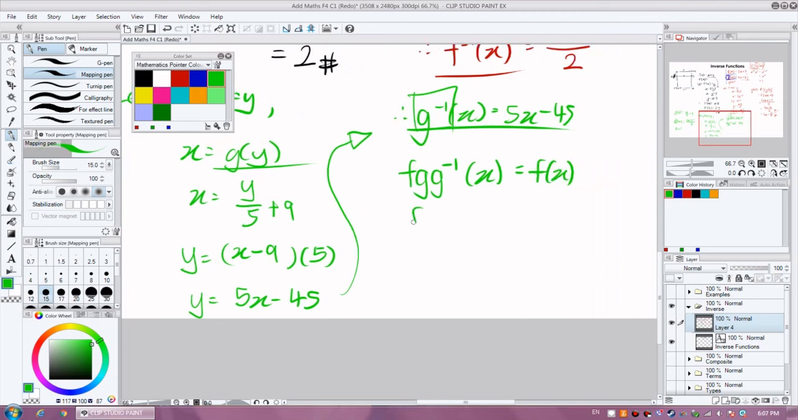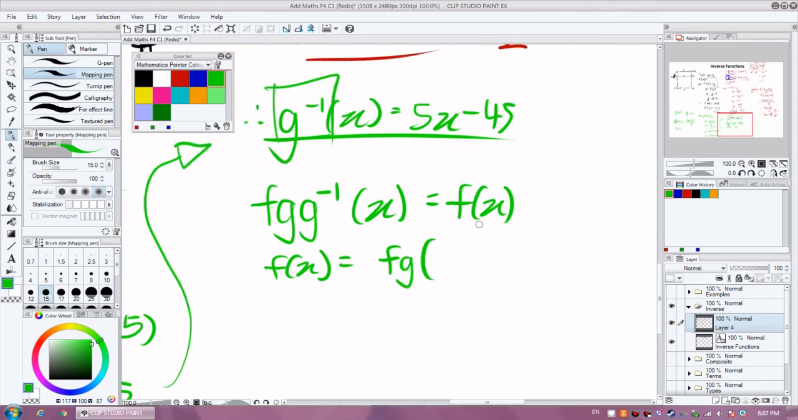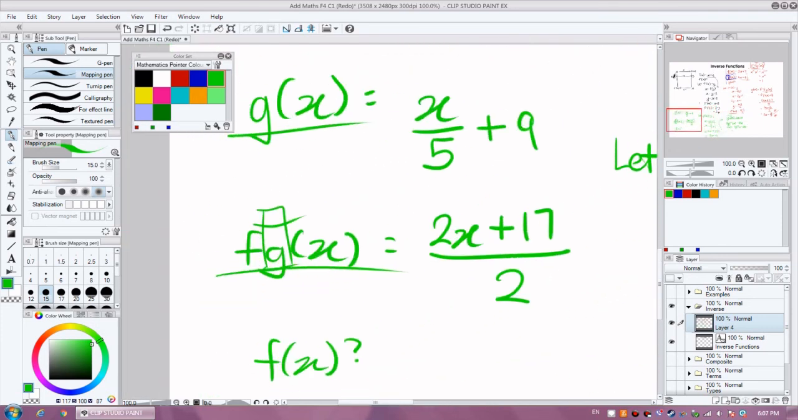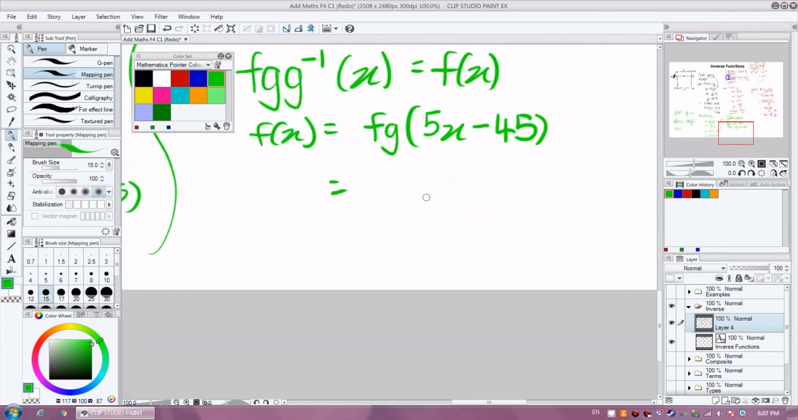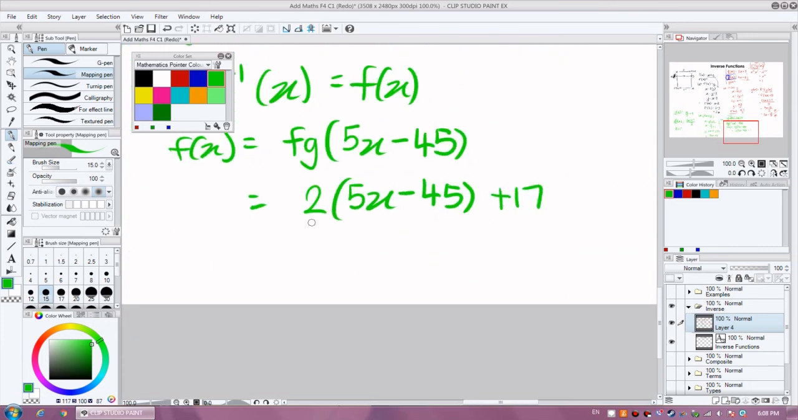Let me just write them over. f(x) would be fg with g⁻¹ substituted in, the inverse function for g, which is 5x minus 45. And now you know fg as well: fg is (2x plus 17) over 2. So 2x being changed to 5x minus 45, plus 17, the entire thing over 2.